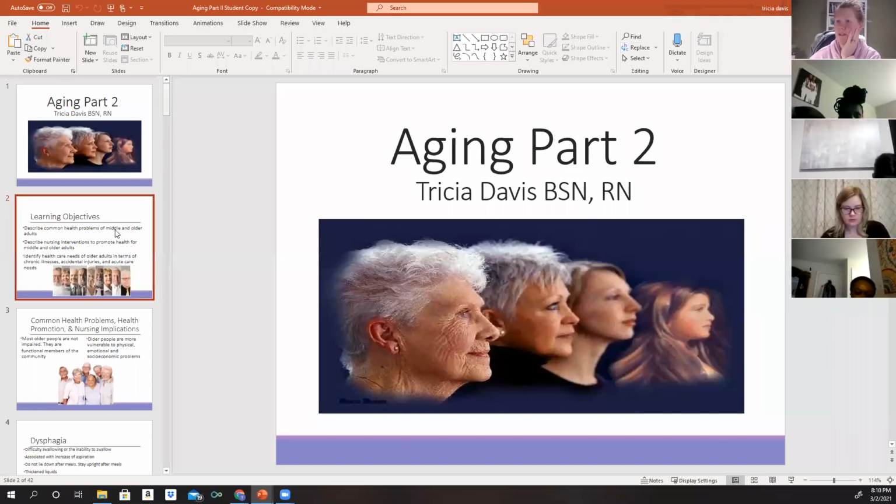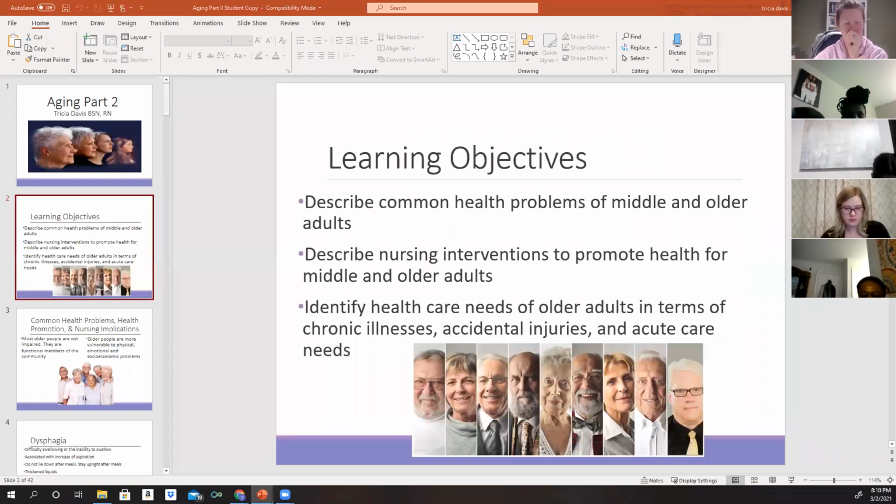So, learning objectives for this material: we are going to be able to describe common health problems of middle and older adults, describe nursing interventions to promote health for middle and older adults, and identify healthcare needs of older adults in terms of their chronic illnesses, any kind of accidental injuries, and acute care needs.